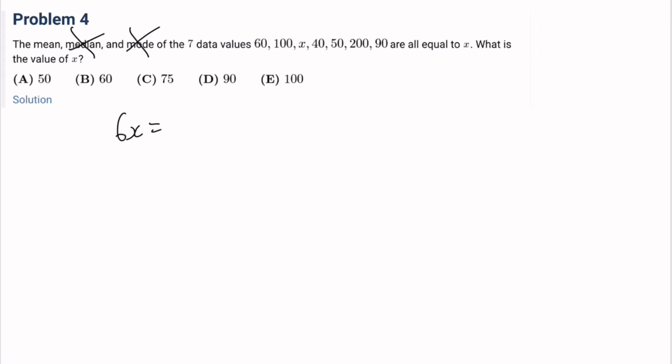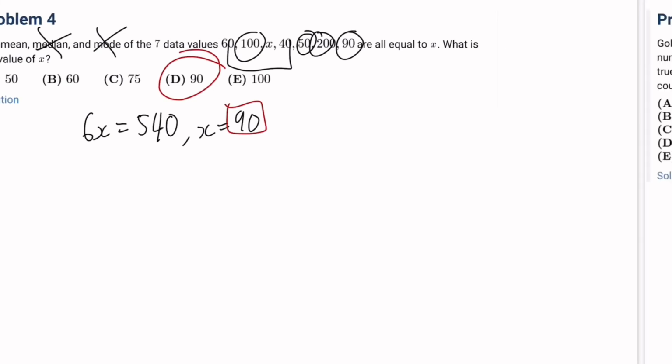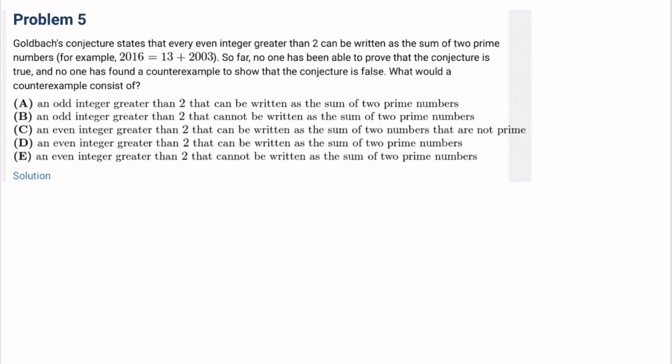And if we just take out 1x from each, then that gives us 6x. 6x is equal to 60 plus 100 plus 40 plus 50 plus 200 plus 90, which is, we have 300 like that, and then we have 400, and then we have 490, and then we have 530, right, so we have 540, so 6x is equal to 540, this means x is equal to 90, and there's our answer, it's D.